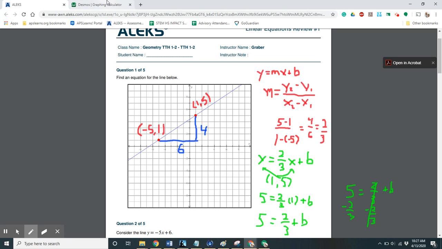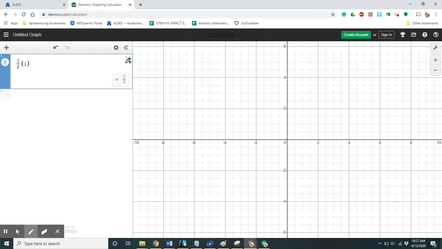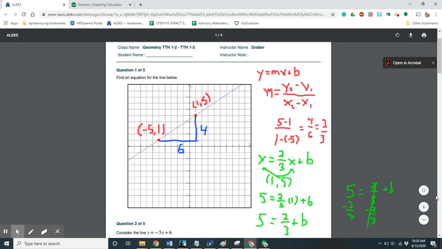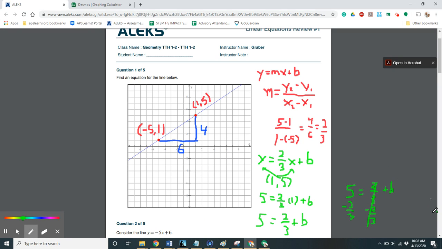Jump back to decimals to do that calculation. 5 minus 2/3 into a fraction again, and we have 13/3. So b is 13/3.